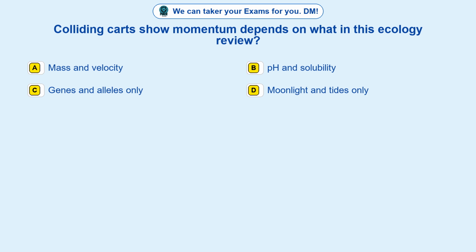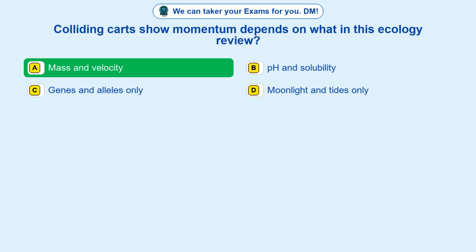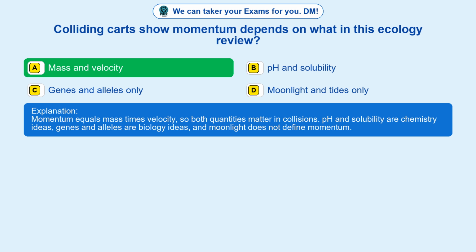Question 62. Colliding carts show momentum depends on what in this ecology review? Option A, mass and velocity. Option B, pH and solubility. Option C, genes and alleles only. Option D, moonlight and tides only. The correct answer is option A, mass and velocity. Momentum equals mass times velocity, so both quantities matter in collisions.